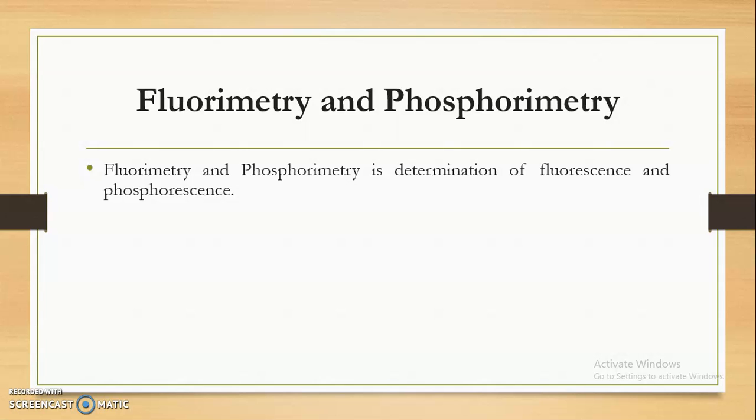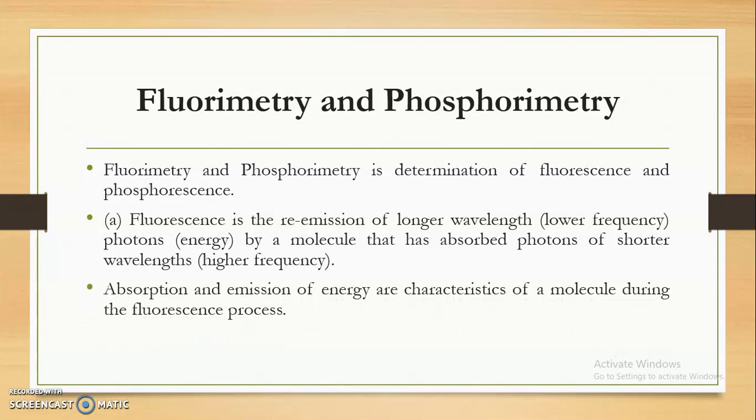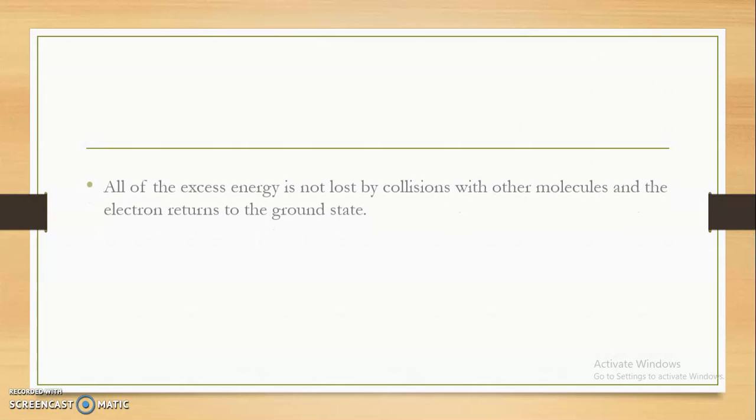Fluorescence is the re-emission of longer wavelength, that is low frequency photons, by a molecule that has absorbed photons of shorter wavelength. Absorption and emission of energy are characteristics of a molecule during the fluorescence process. Light is absorbed by the molecules for a very short period of time, which causes electrons to become excited, and they shift to the higher electronic state.